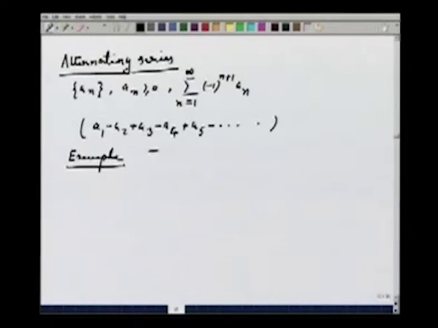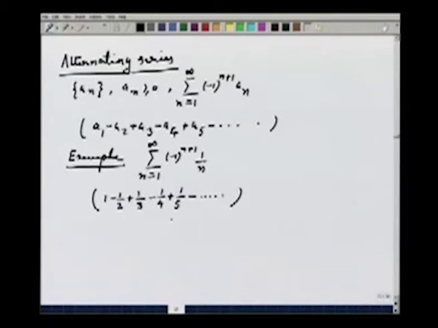this series, summation n from 1 to infinity, minus 1 to the power n plus 1, times 1 by n. So the series looks like, if I look at first n equals 1, then the first term is 1, then minus half, plus 1/3 minus 1/4 plus 1/5 and so on.